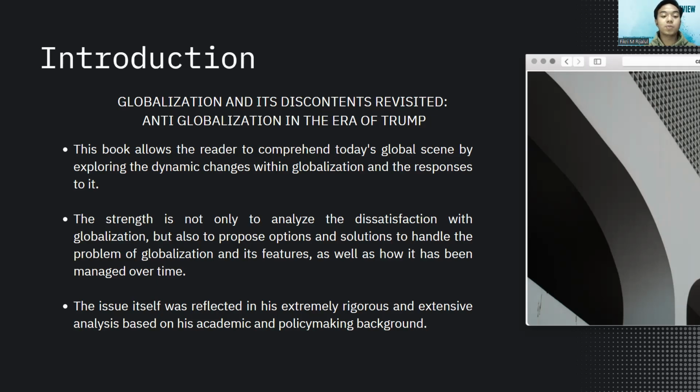The issue began with President Trump being elected as the US president, and also the exit of the UK from the European nations. From that, it reflects his extensive analysis based on his academic and policy-making background. So you will be confused and will want to know more about that. Let's begin the deeper analysis of his book. Please, Alvin.